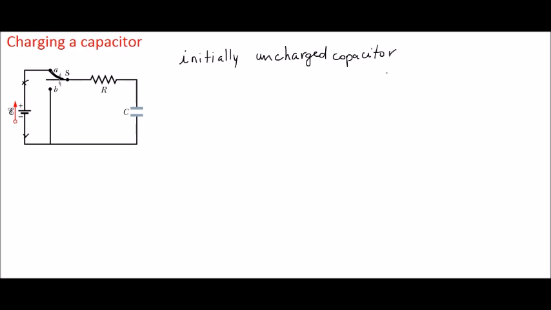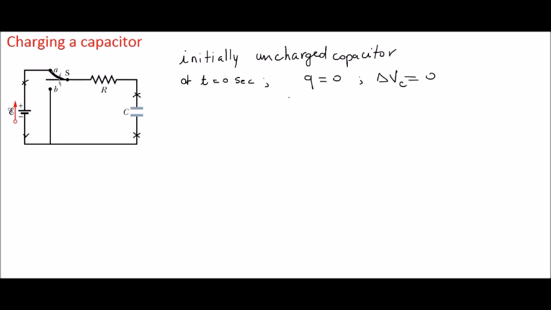The uncharged capacitor, of course, initially at t equals 0, the charge is 0. That's what uncharged capacitor means. What is the voltage across the capacitor? Let's call it delta Vc. If the charge is 0, the voltage is 0.